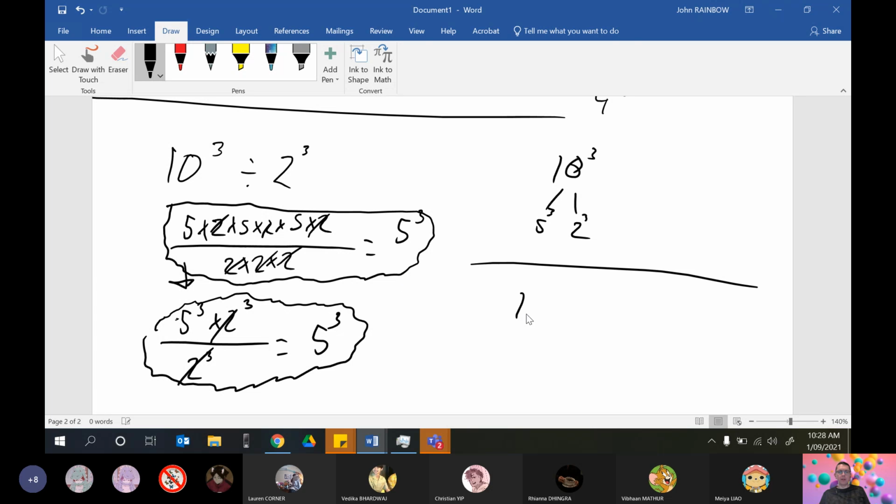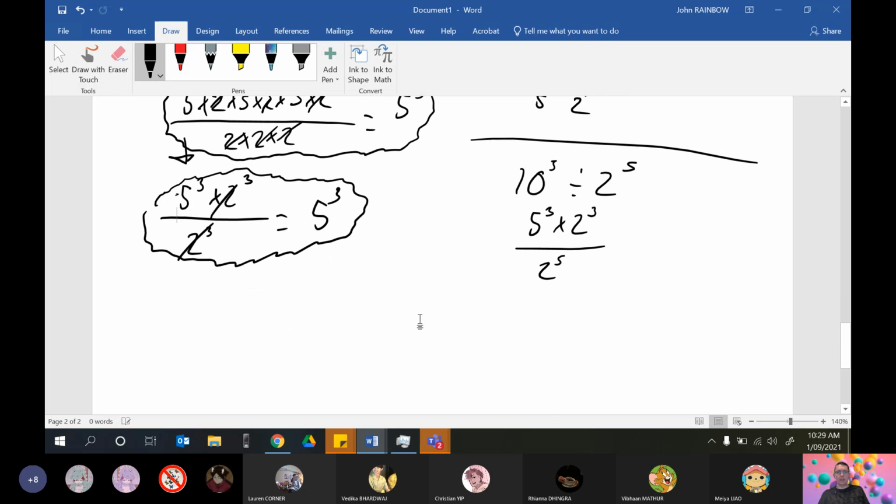Just have another look at a different one. If I've got 10 to the power of 3 divided by 2 to the power of 5, that's going to be 5 to the power of 3 times 2 to the power of 3 on 2 to the power of 5. Now here you're going to minus them, right? So I'm just going to finish this off before I move on. So that's actually going to be 5 to the power of 3, and that's going to cancel out with that, and that's going to actually be 5 minus 3, which would leave you with 2. That's going to be 5 to the power of 3 on 2 to the power of 2.